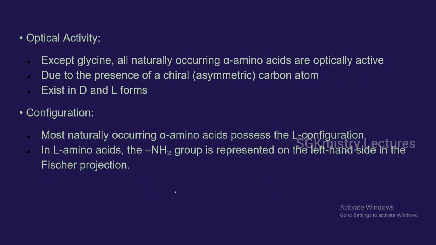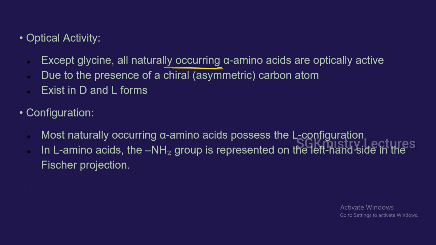Talking about the optical activity, except glycine, all the other naturally occurring alpha amino acids are optically active, because I told you in case of glycine, the R group is H. Already the carbon is attached to one more hydrogen. So since the carbon is attached to two hydrogen atoms, two similar groups, it cannot be an unsymmetrical carbon, because of which glycine cannot be optically active. All the other amino acids will be optically active.